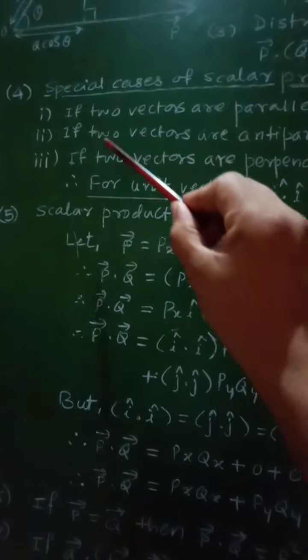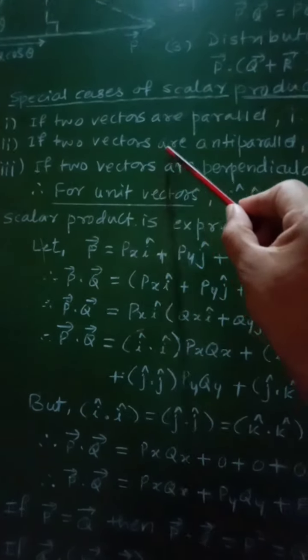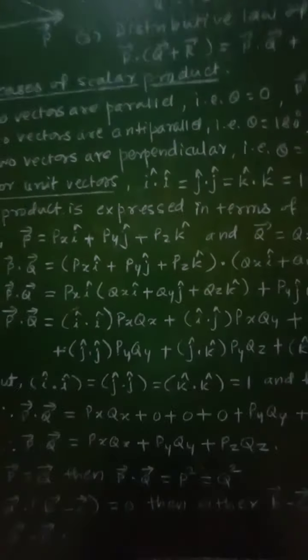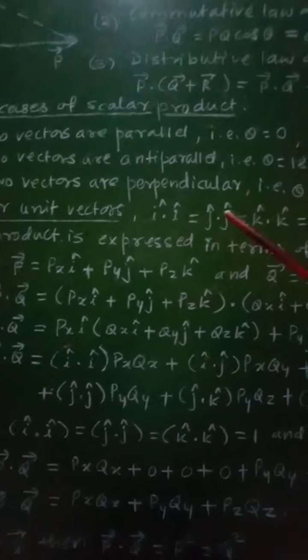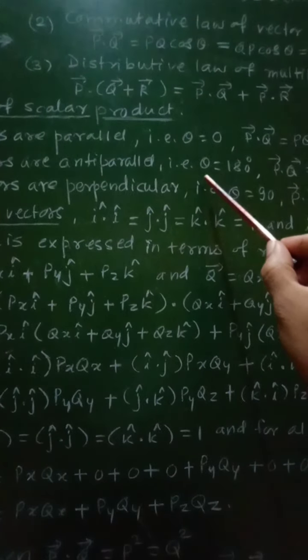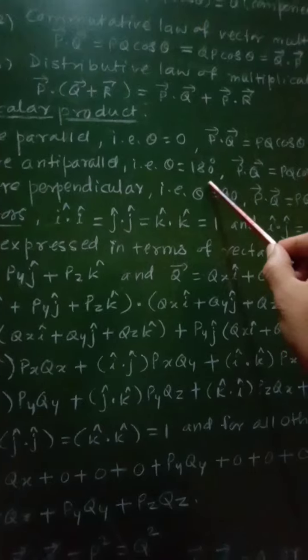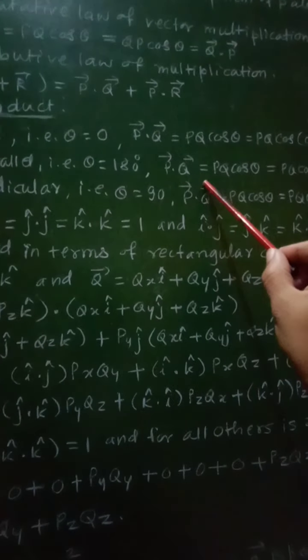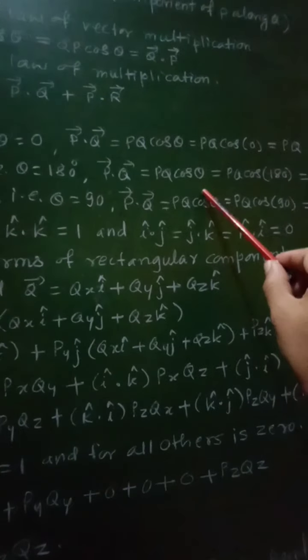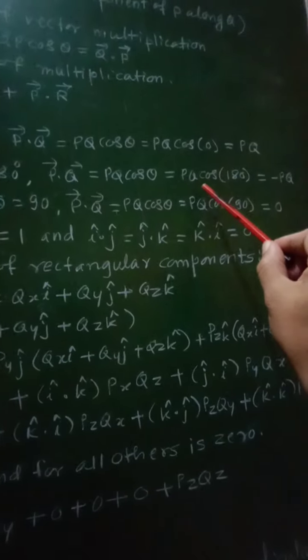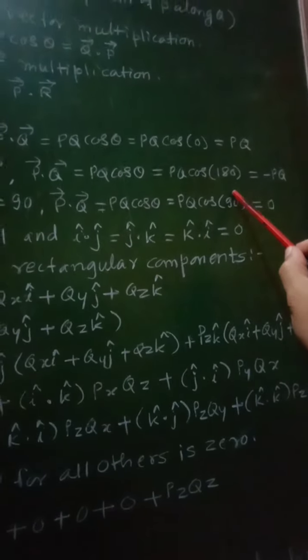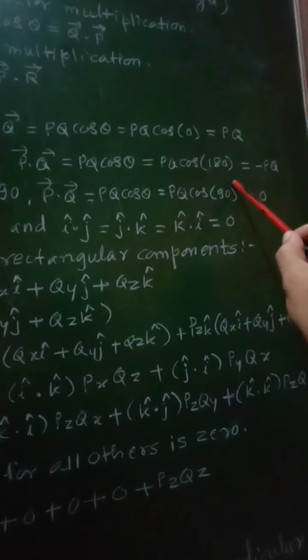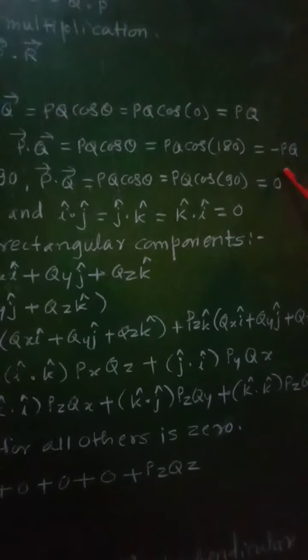Similarly, second case, if the two vectors are antiparallel, then the angle theta will be equal to 180 degree, and therefore we can write vector p dot vector q equal to pq cos theta equal to pq cos 180, but cos 180 is minus 1, and therefore the product will be minus pq.